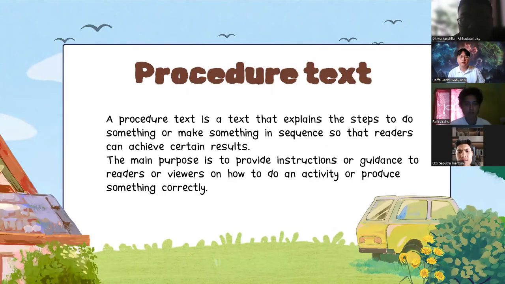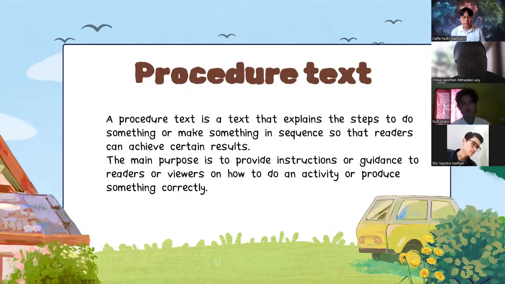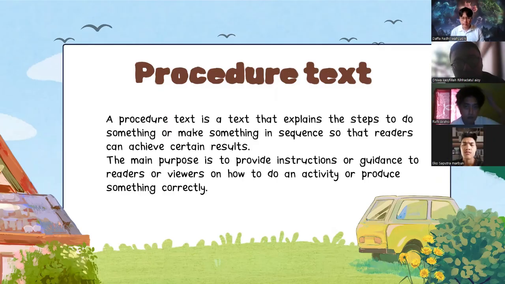And I would like to explain what a procedure text is. A procedure text is a text that explains the steps to do something or make something in sequence so that the reader can achieve a certain result. The main purpose is to provide instruction or guidance to the reader or viewer on how to do an activity or produce something correctly.